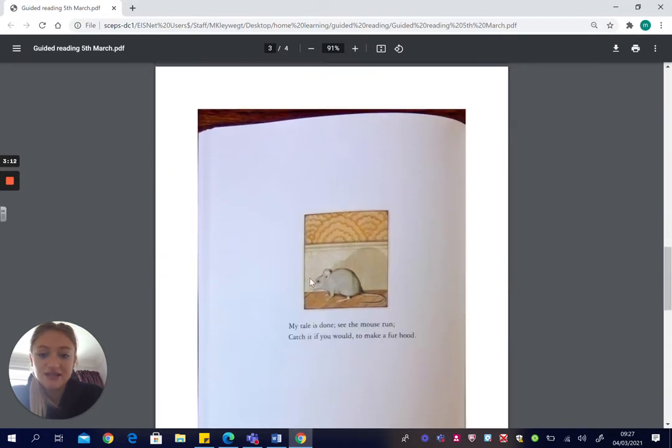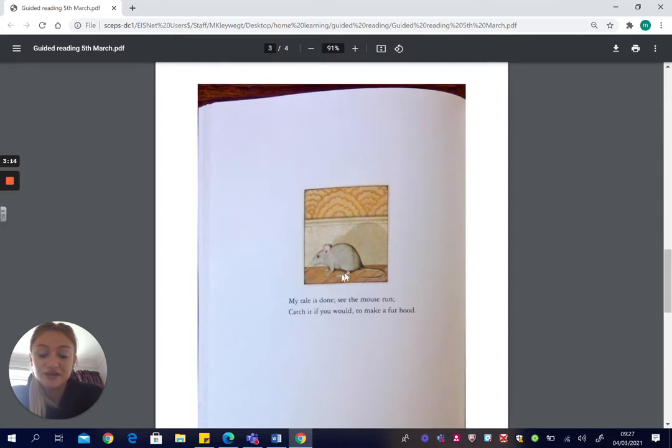So there is an image. This is the very last picture of the book, and there is a mouse here on the floor next to the wall, and it says, "My tale is done, see the mouse run, catch it if you would, to make a fur hood." Okay, so I'm going to leave this here with you. What do you understand about that? Pause the video and just think, what does that actually mean?